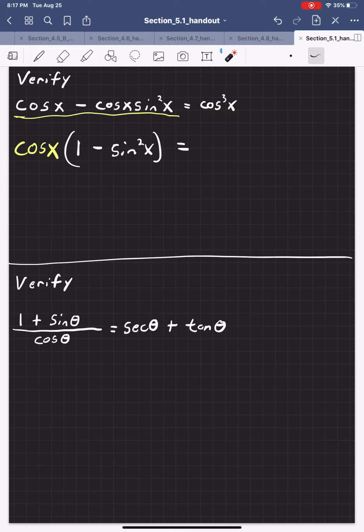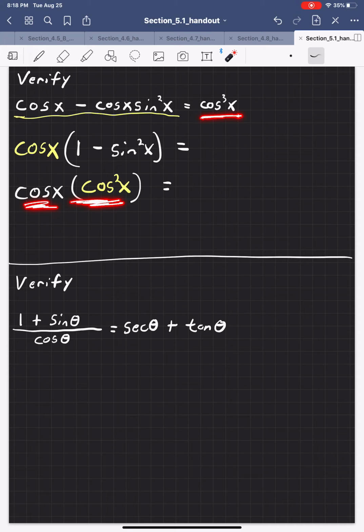Well, if you look at your formula sheet, look for how you can rewrite 1 minus sine squared. It's in the Pythagorean Identities. I'll let you look at it if you have your formula sheet in front of you. But what you should see is 1 minus sine squared is equal to cosine squared. So what we have at this point is cosine of x times this 1 minus sine squared of x turns into cosine squared. And yeah, I know what you're thinking. You've got it from here, right? Cosine times cosine squared is equal to cosine cubed.